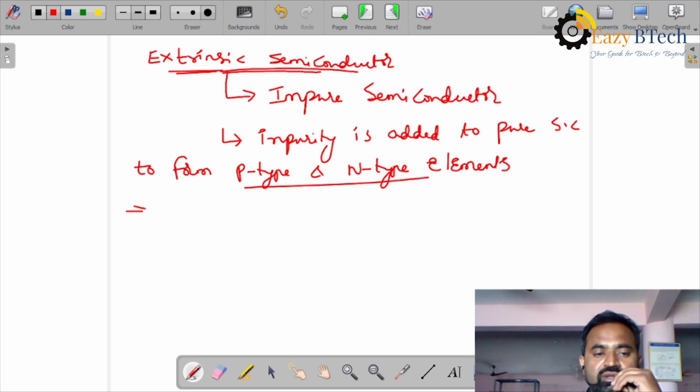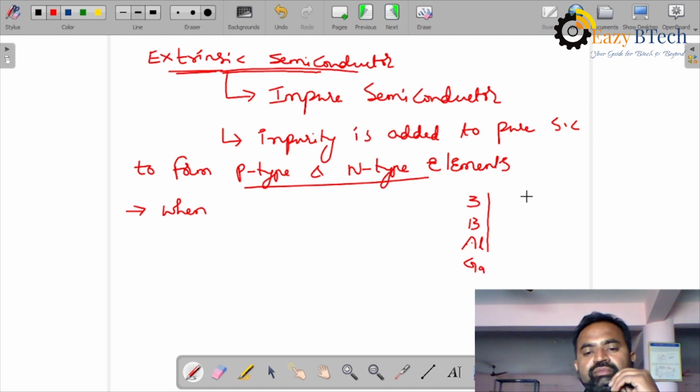Okay. Now see here, the third group: boron, aluminium, gallium. Of the fourth group elements, carbon doesn't have the semiconductor property; we use silicon and germanium. And the fifth group: phosphorus, arsenic, antimony. Nitrogen and bismuth are not used in the construction of n-type.